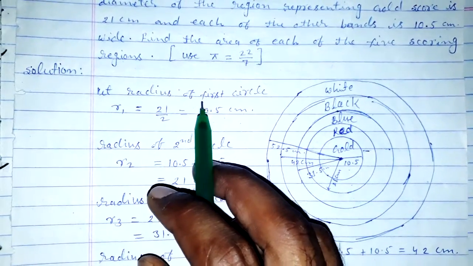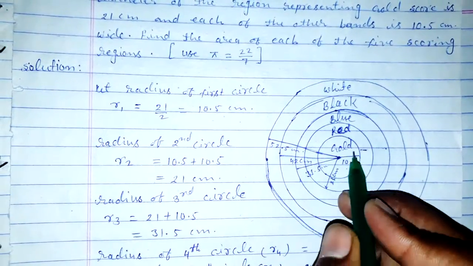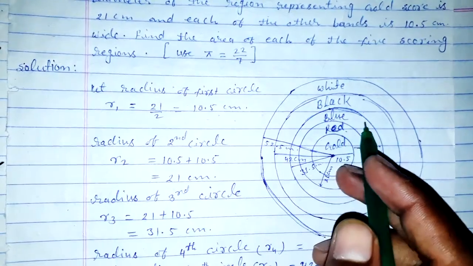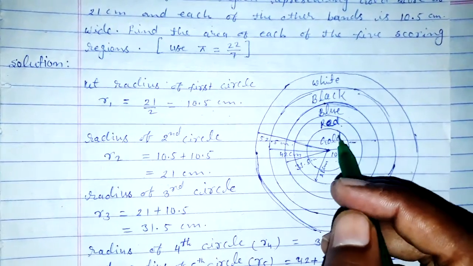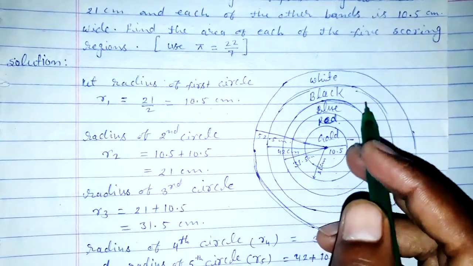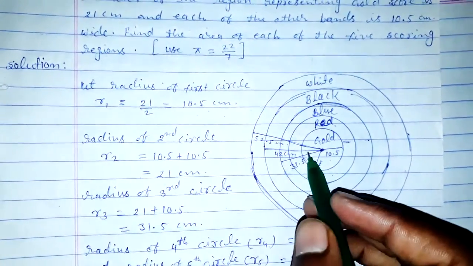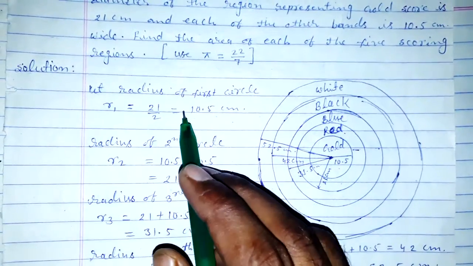Let the gold region be the first circle, and this is the second circle, meaning complete, and this is the third circle, and this is the fourth, and this is the fifth circle. So here the radius R1 is 10.5 because the diameter of the gold region is 21 centimeters.